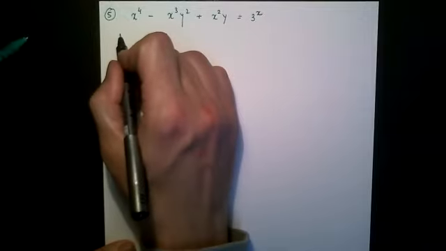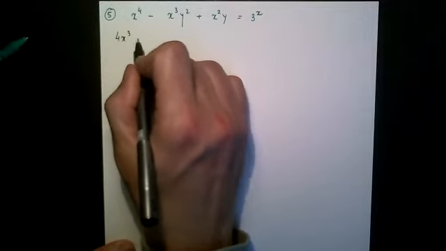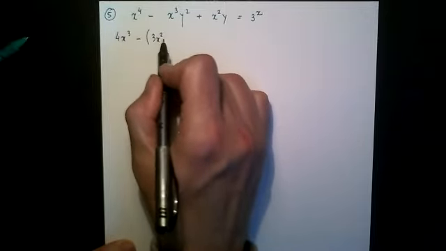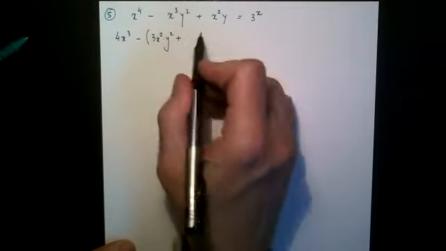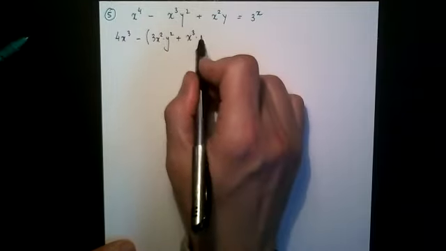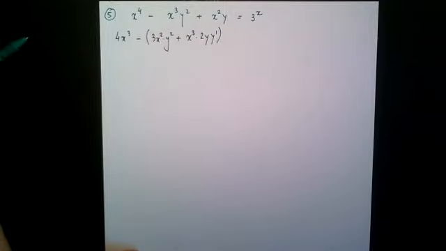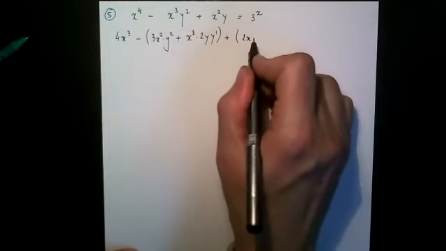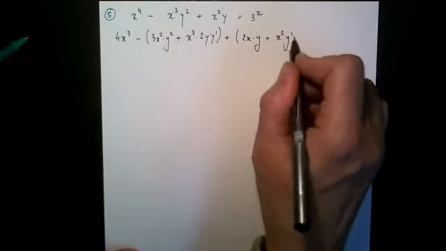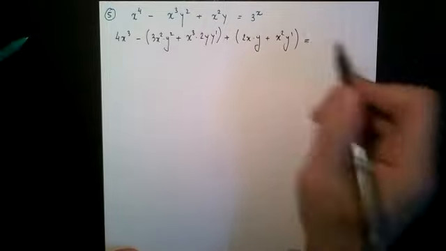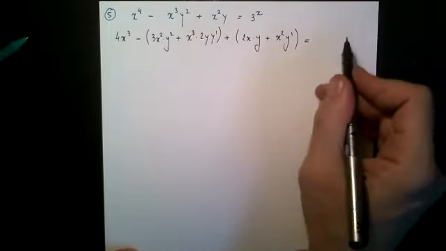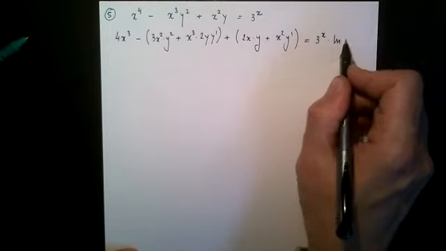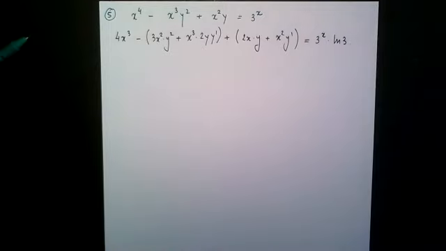So the derivative of the left is 4x cubed minus, and again, I have a product rule here. The derivative of x3 is 3x2 times y2 plus x3 times the derivative of y2, which is 2y y prime. Plus, and I have another product rule here: 2xy plus x2y prime. Is that okay? Equals, and on the right side, the derivative of 3 power x, we just proved this today, stays 3 to the x times ln of 3. Good?